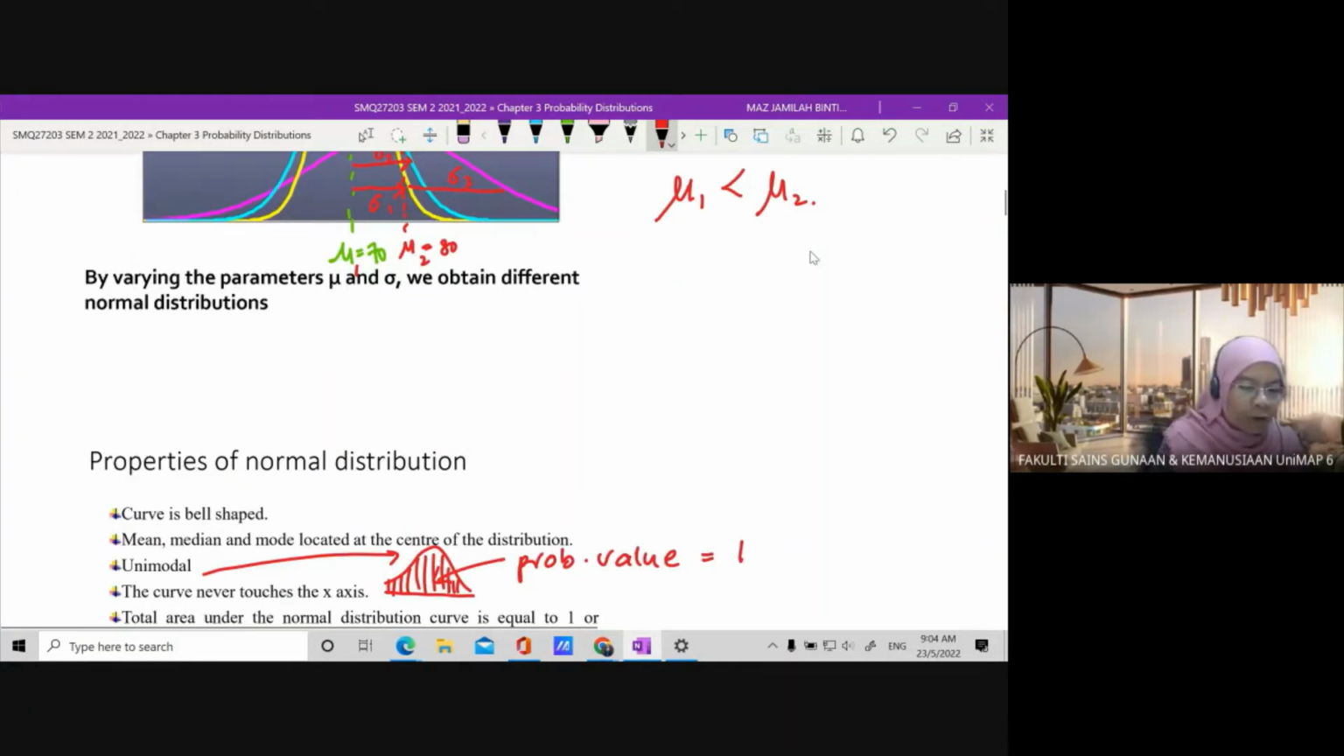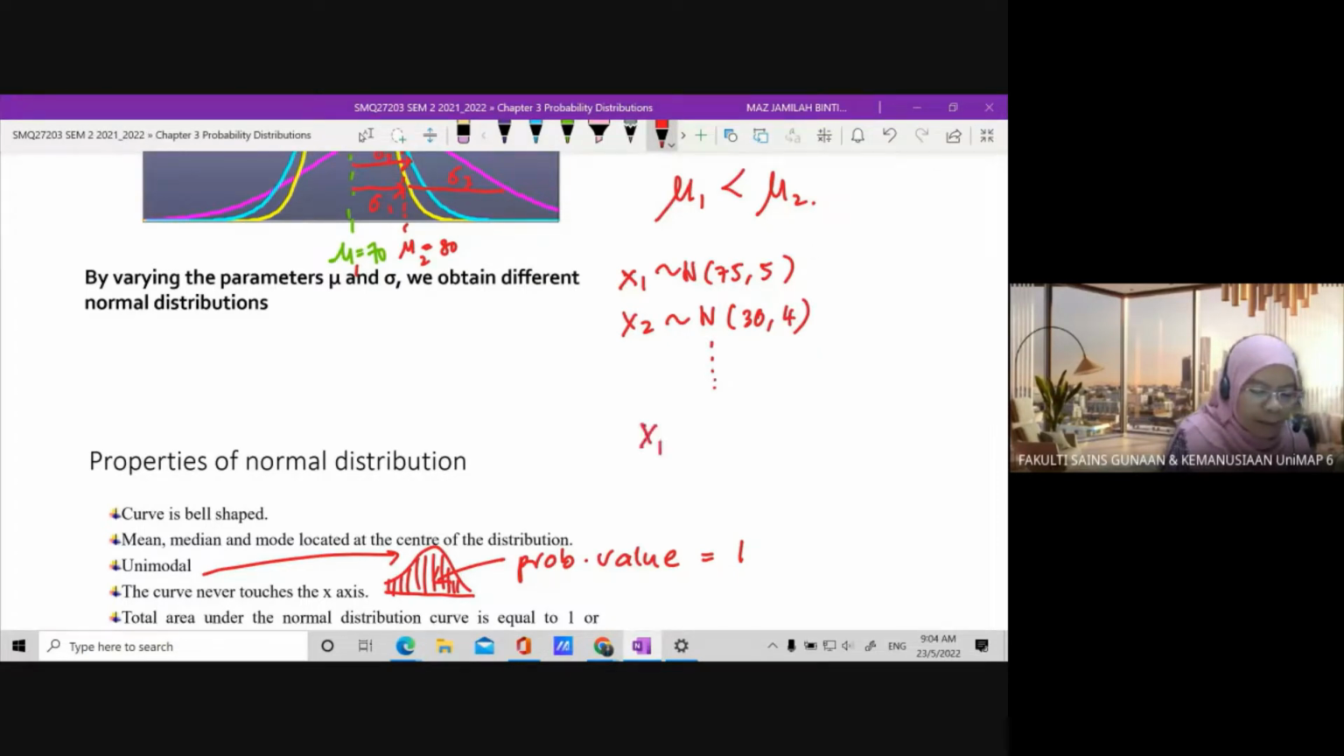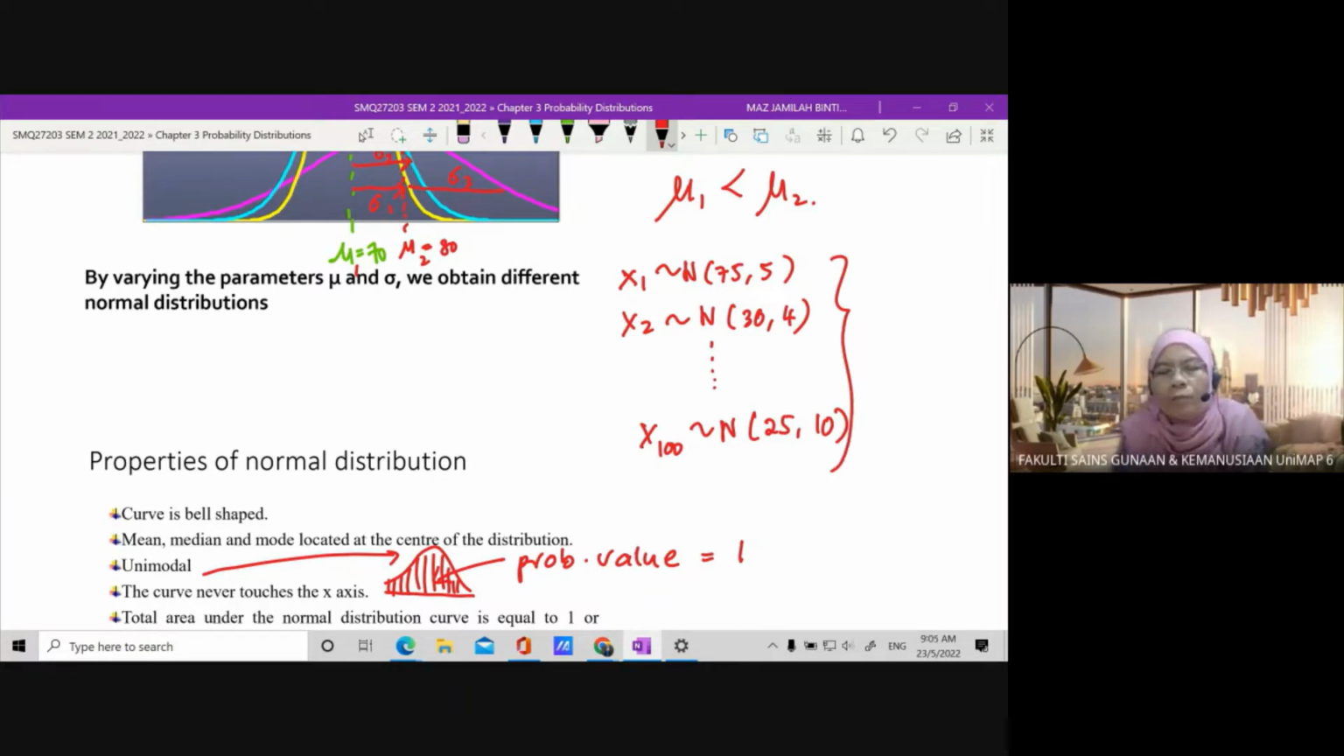Remember, let's say X1 follows a normal distribution with 75 and 5, X2 follows a normal with 30 and 4, and so on, until X100 following a normal with, let's say, 25 and 10. So in this case class, how many normal distributions may you have for this class? Can someone tell me how many distributions you may have? 100. Yes, you are going to have 100 distributions. Okay, you have to plot one by one.